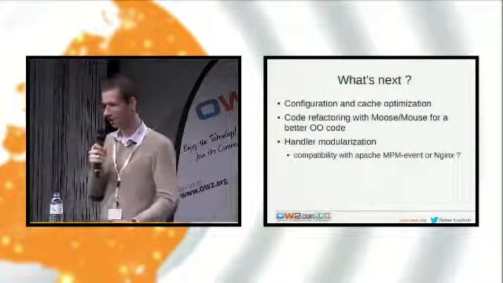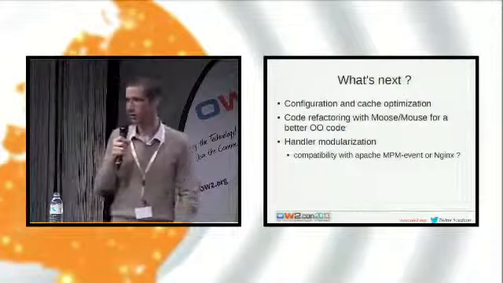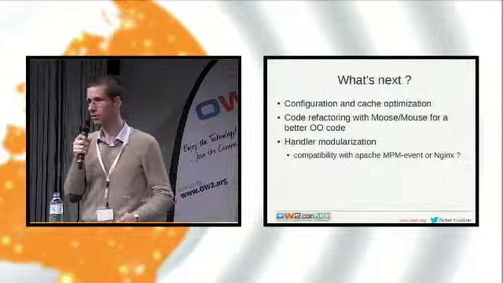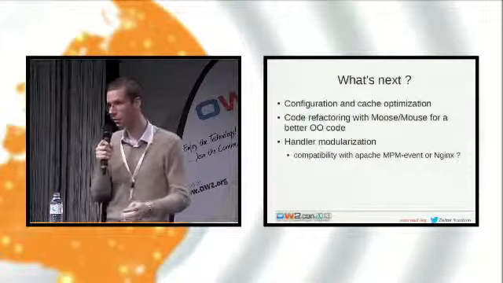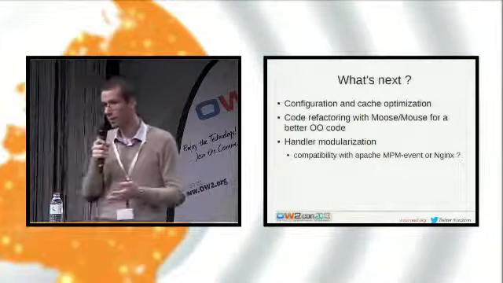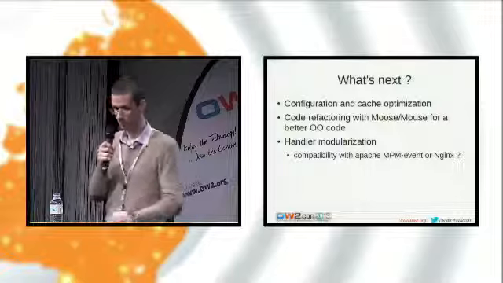What's next? Just three things can be done. Configuration and cache optimization. Some code refactoring with Moose, which, for those who know, is a Perl object-oriented framework. And finally, handler modularization, so we can maybe have compatibility with Apache MPM event or Nginx.